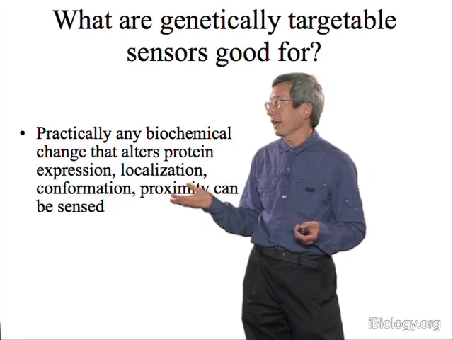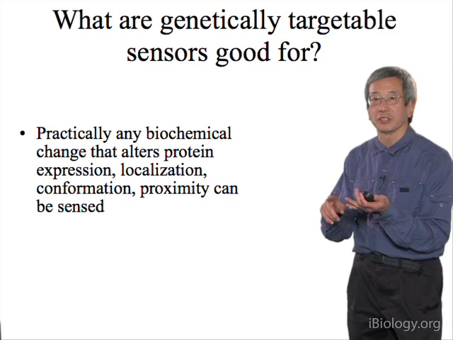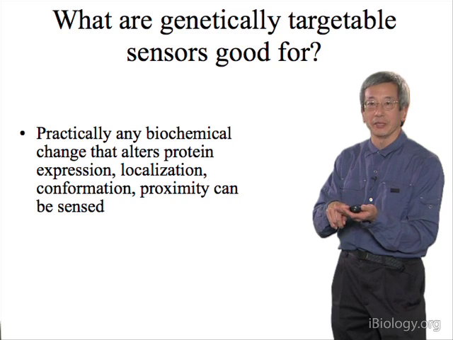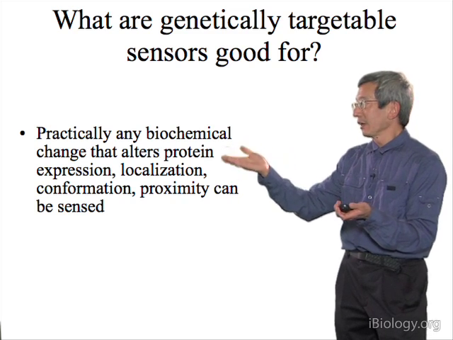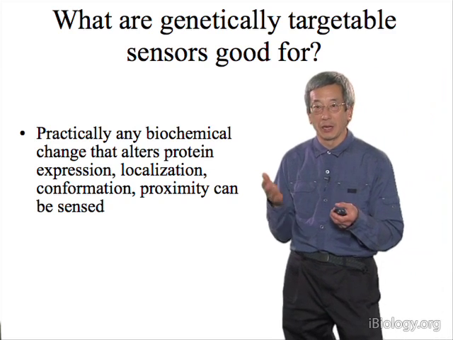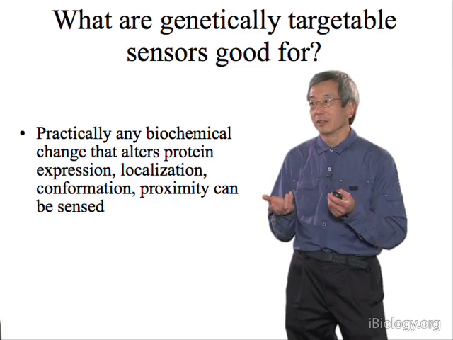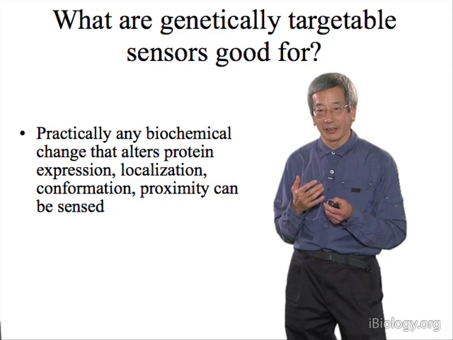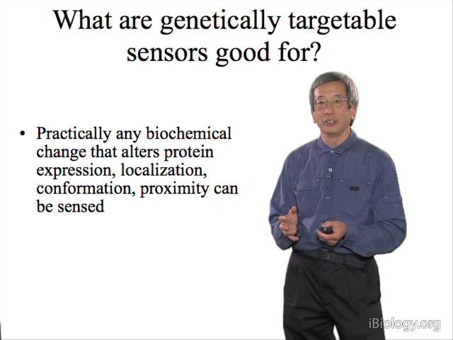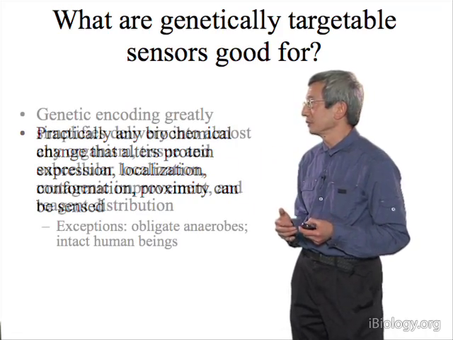Basically, just about any biochemical change that alters protein expression, localization, as in class 1, conformation, proximity, especially in class 4, any of these can be sensed if you're willing to engineer the molecule. And once you've got it engineered, it may take you some trial and error. Sometimes a little computer modeling has been known to help. Once you make it, then you can transfer it over and over again to new systems and look at your favorite signal that way.